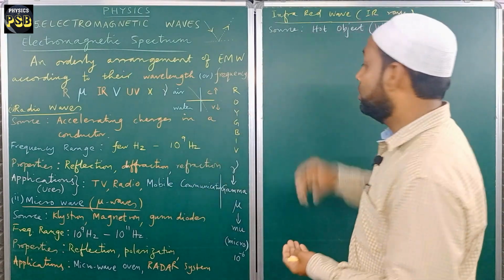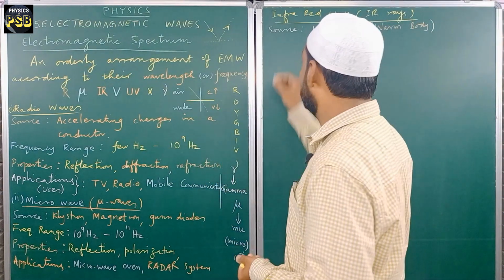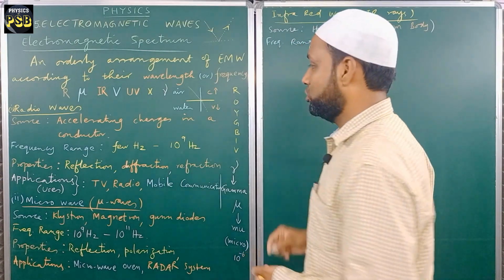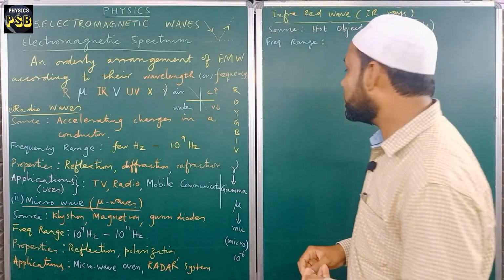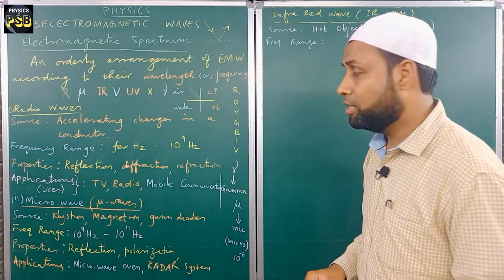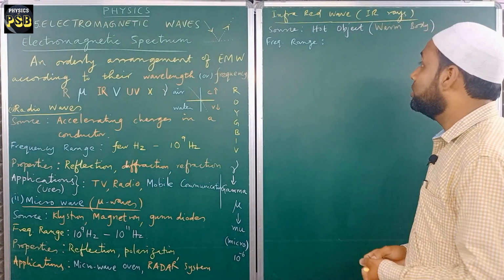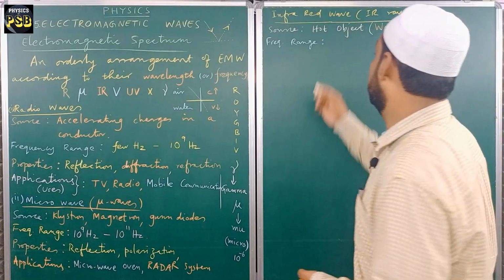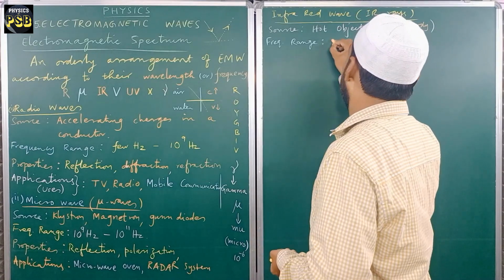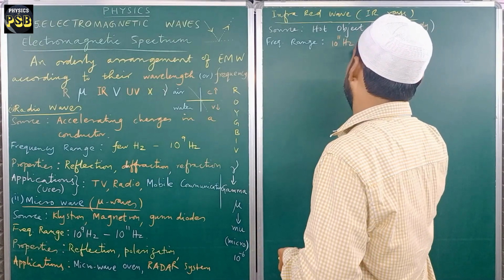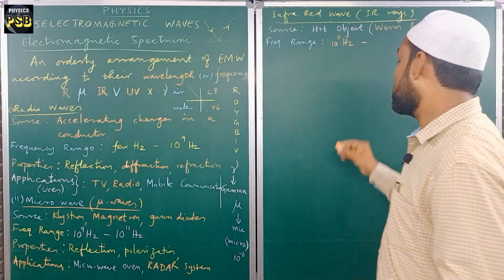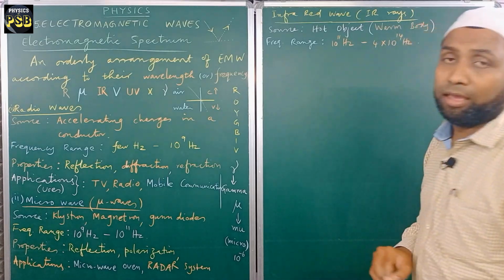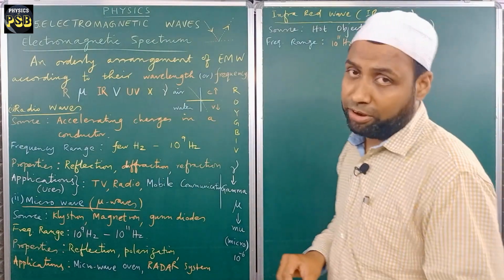Now, frequency range. The frequency range of infrared rays lies between 10 power 11 hertz and 4 into 10 power 14 hertz. This is the frequency range of infrared rays.